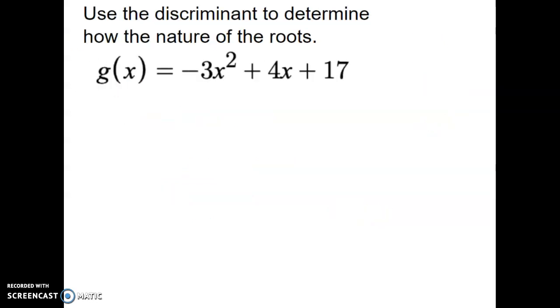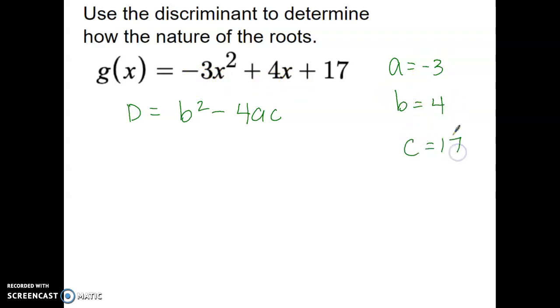Let's try another one. Okay, so we're just finding the discriminant. Again, the discriminant is just the b squared minus 4ac part. So a is the number in front of x squared, negative 3. B is the number in front of x, which is 4. And c is the constant by itself. So b squared, that'd be 4 squared, minus 4 times a is negative 3 times c is 17. All right, we might need a calculator here.